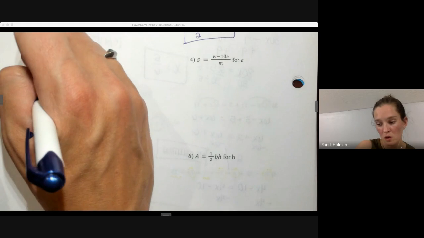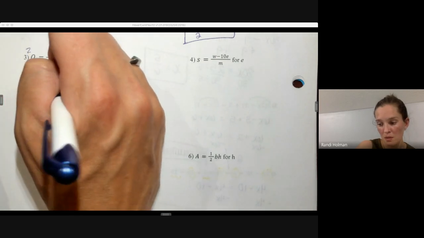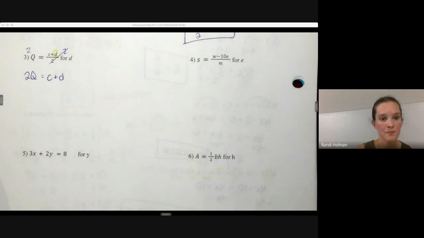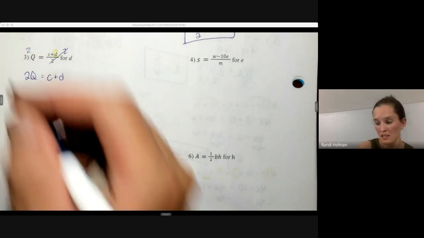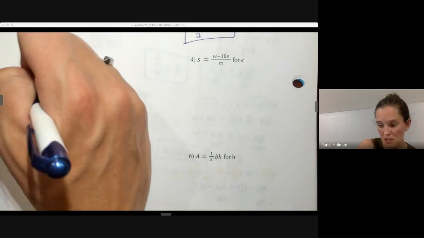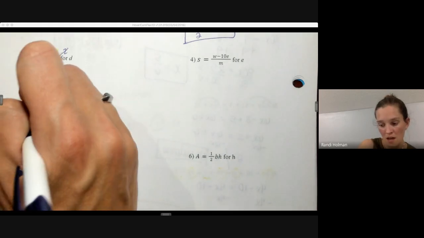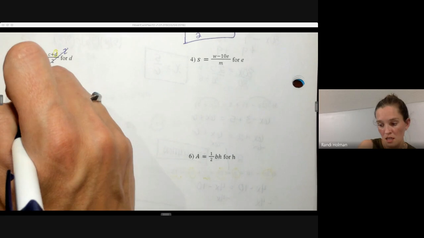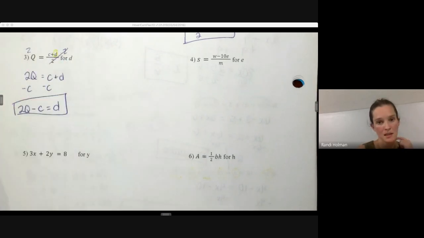So we get 2Q is equal to C plus D. Since these twos divide out, I'm trying to get D by itself, so let's get rid of that C. Subtract C from both sides. Not like terms, so we can't put those together. D is equal to 2Q minus C.